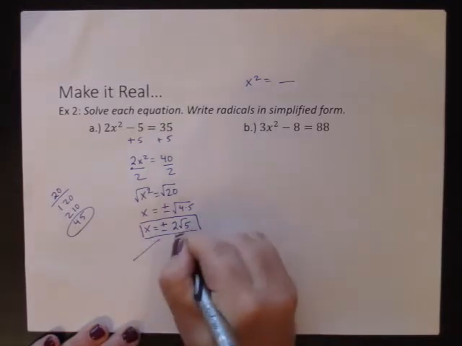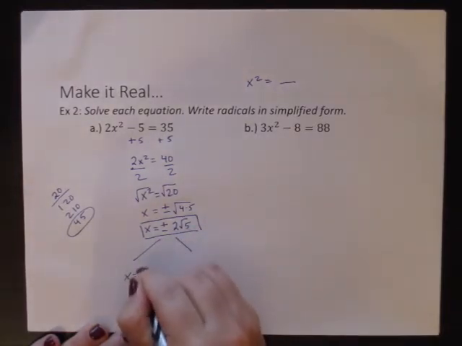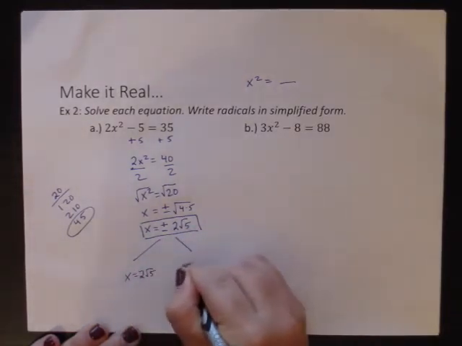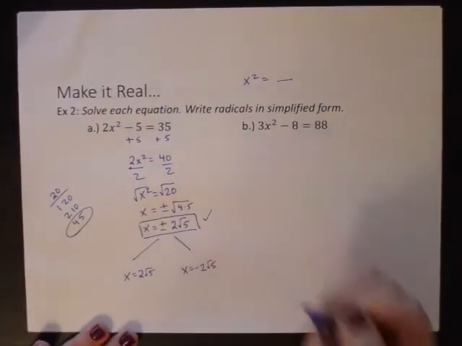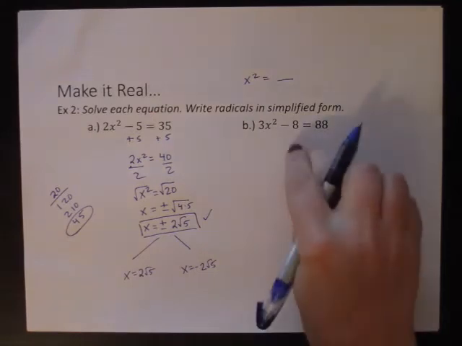Again, if you want to separate the answers to do x equals 2 square root of 5 and x equals negative 2 square root of 5, you can, but this is completely fine for me. Pause the video and I want you to do B.